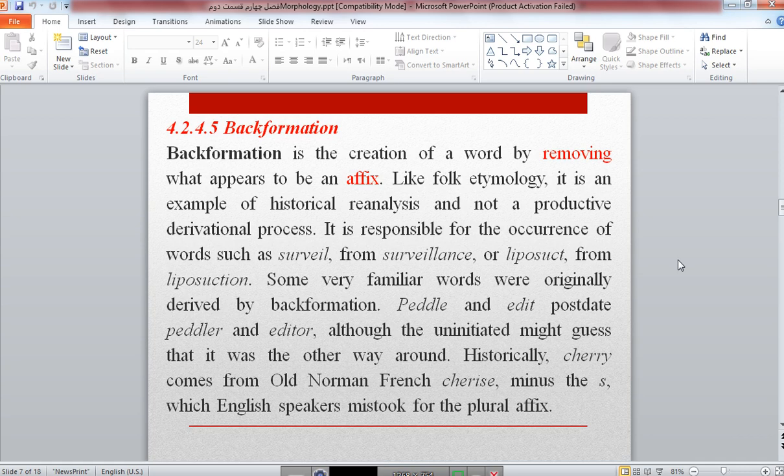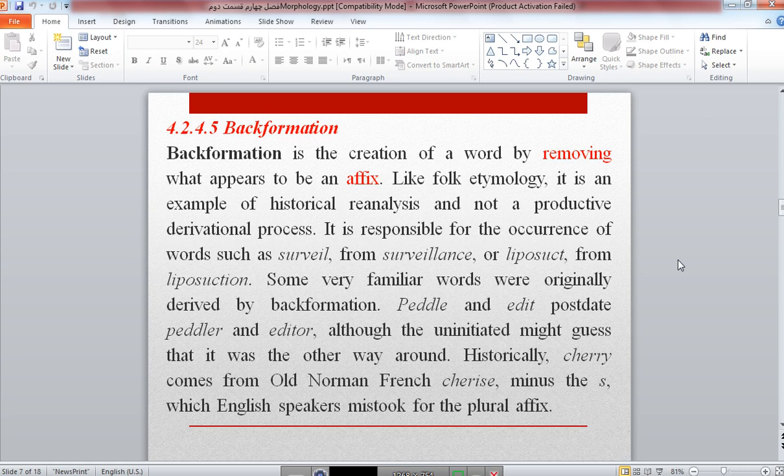Some very familiar words were originally derived by back formation: pedal and edit, from peddler and editor, although the uninitiated might guess that it was the other way around. Historically, cherry comes from Old Norman French cherise, minus the S, which English speakers took for the plural affix. And you can see the other examples in the book.